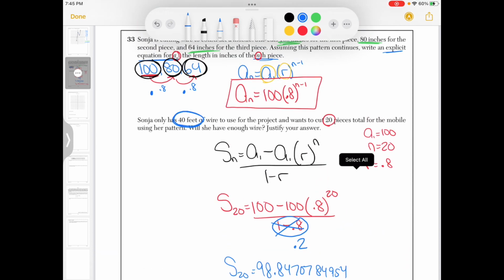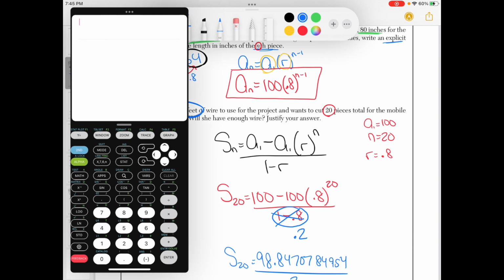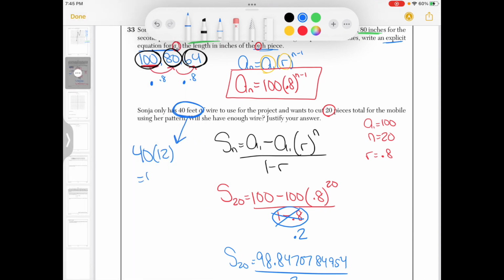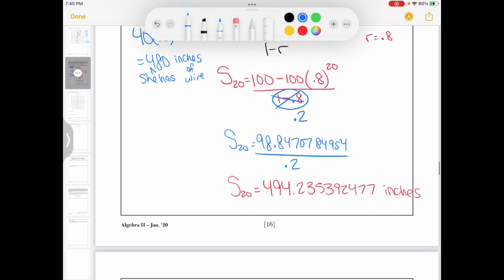Now it's telling me that she has 40 feet of wire. To figure out if she has enough, I need to convert that to inches. How do I convert 40 feet to inches? You have to ask yourself how many inches are in 1 foot. There are 12 inches in 1 foot, so I have to multiply those together. So I do 40 times 12, and I get 480. That means she has 480 inches of wire.